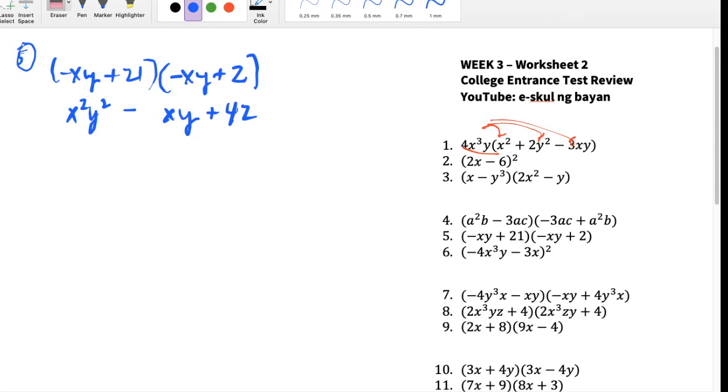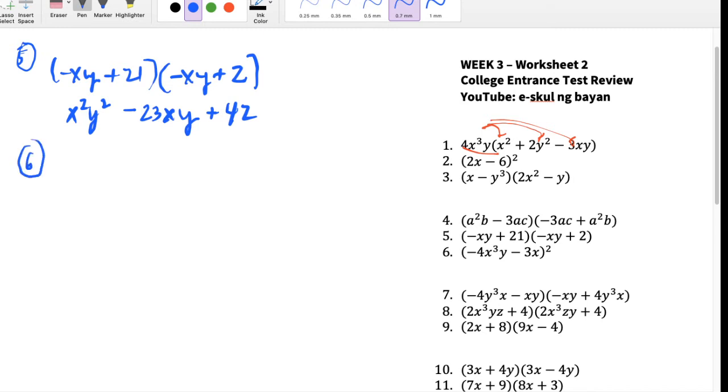Let's see. Use scratch paper. Huwag niyo akong gayahin. So, ito, negative 21xy minus, kasi negative itong xy, minus 2xy. So, magiging negative 23xy. Okay? Number 6.